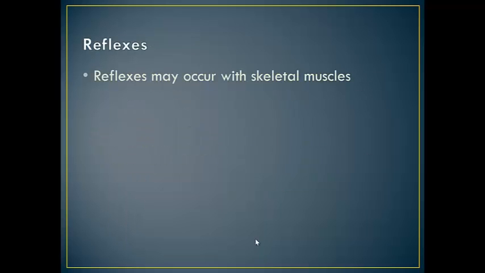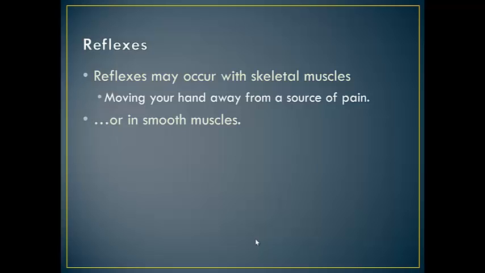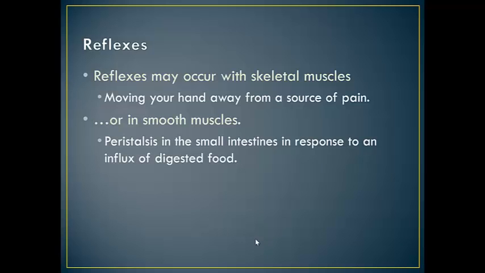Now, reflexes may occur with skeletal muscles, like moving your hand away from a hot plate, something like that. Or it can also happen with your smooth muscles, like a process called peristalsis. Now, peristalsis is simply the movement of muscles, very involuntary. It kind of is like an inchworm crawling up a tree. It inches its way down. So peristalsis, especially in your small intestine or in your esophagus, moves food down by literally muscle contracting and sliding it down. And this is that action of peristalsis.